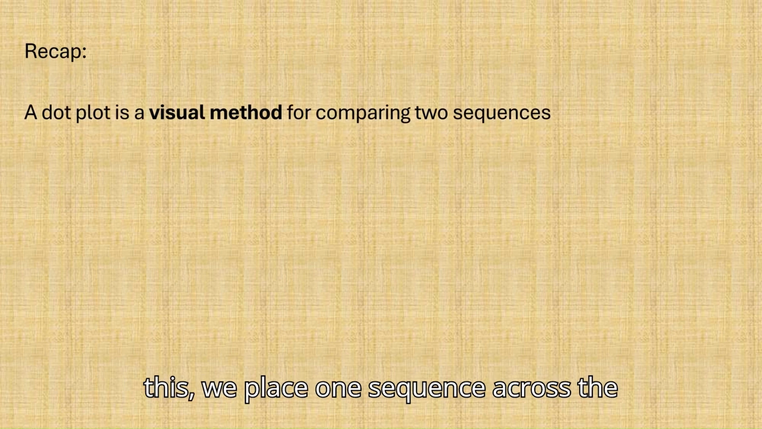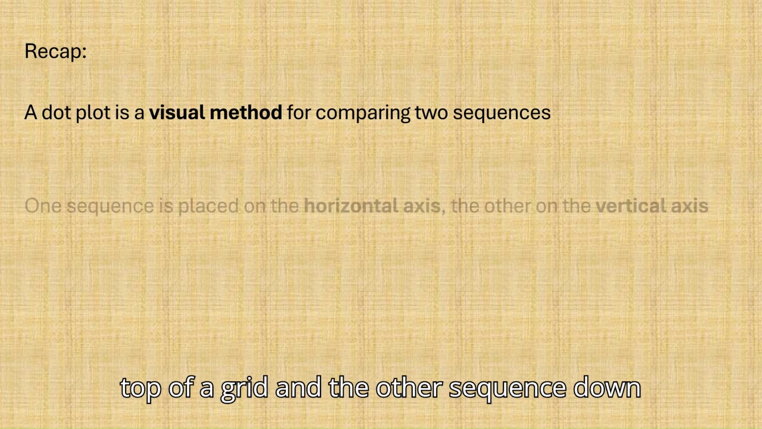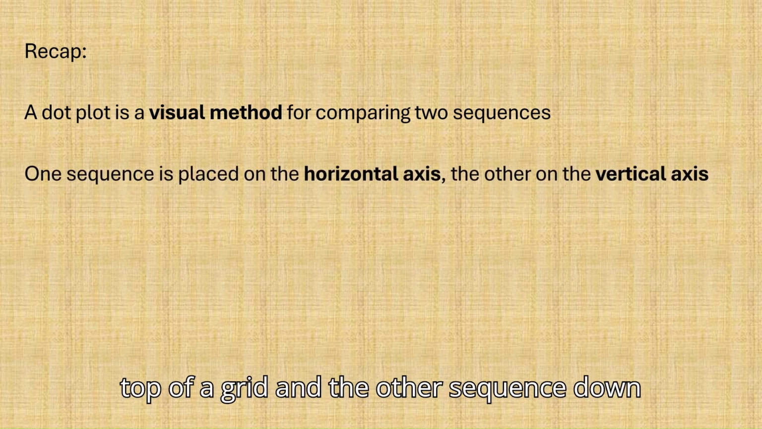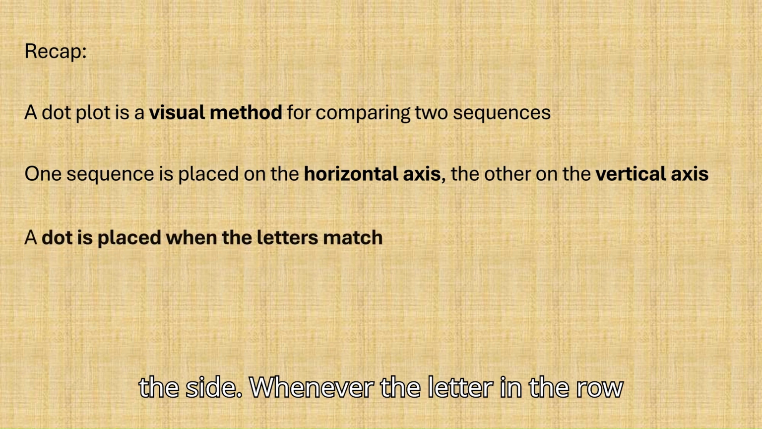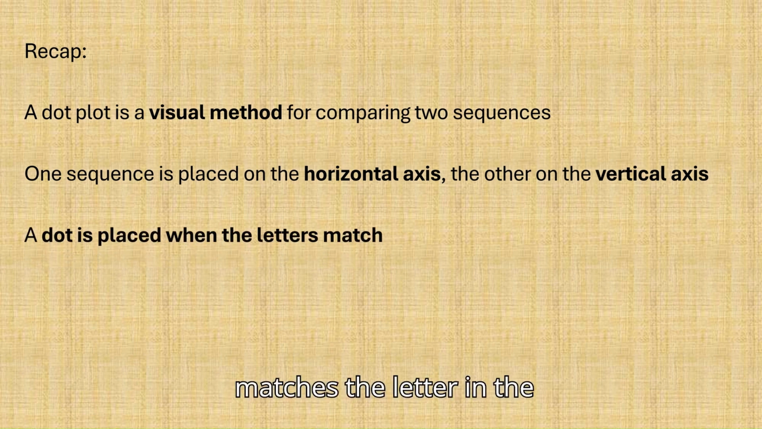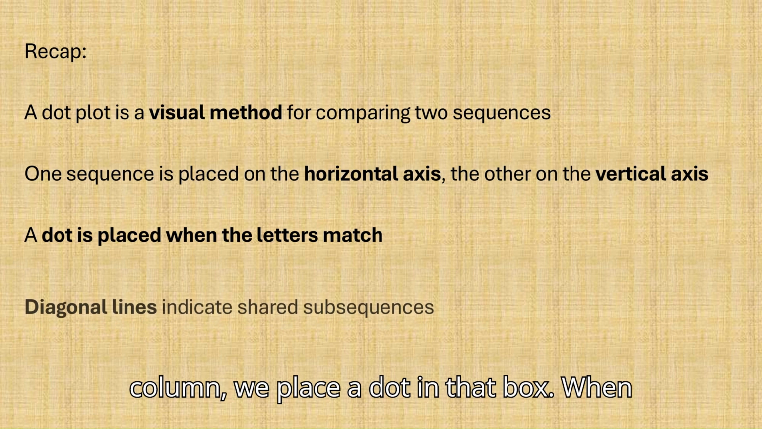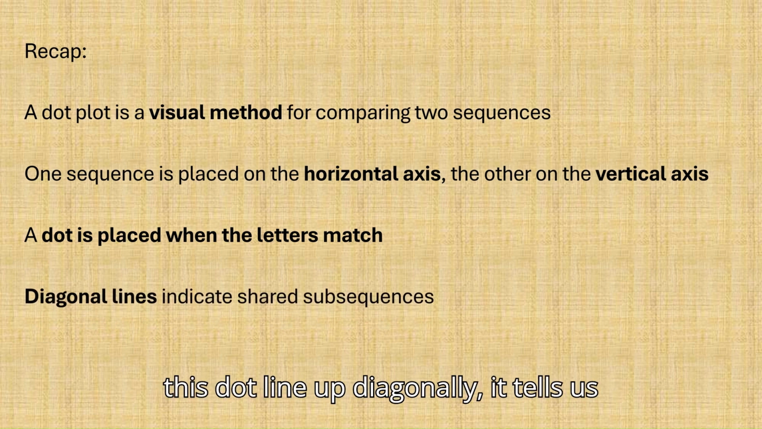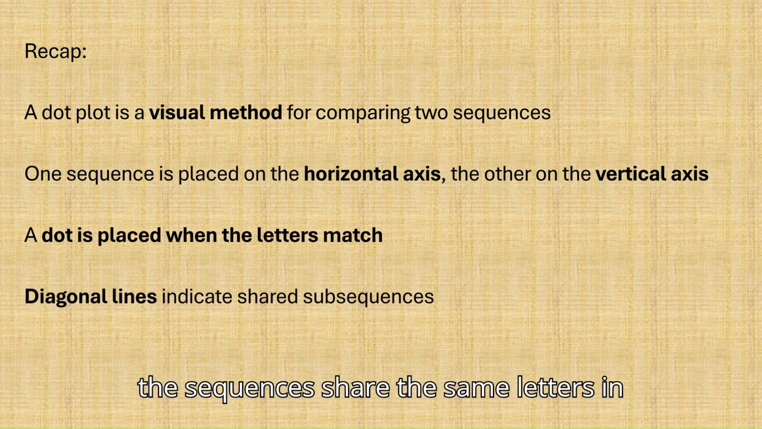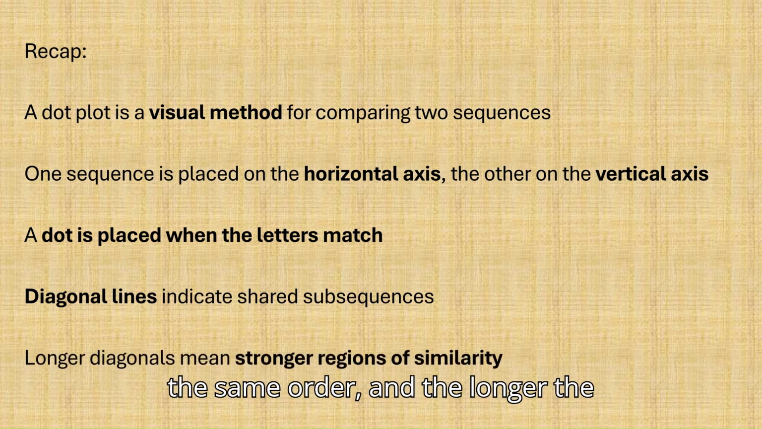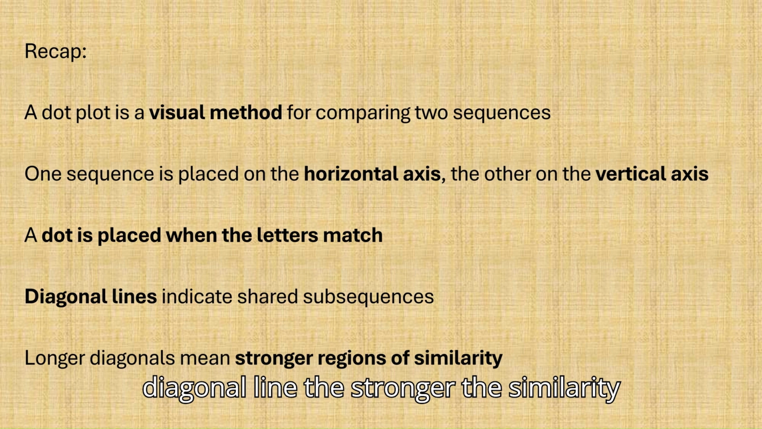In recap, dot plots help us visually see similarities between sequences. To do this, we place one sequence across the top of a grid and the other sequence down the side. Whenever the letter in the row matches the letter in the column, we place a dot in that box. When these dots line up diagonally, it tells us the sequences share the same letters in the same order, and the longer the diagonal line, the stronger the similarity between the sequences.